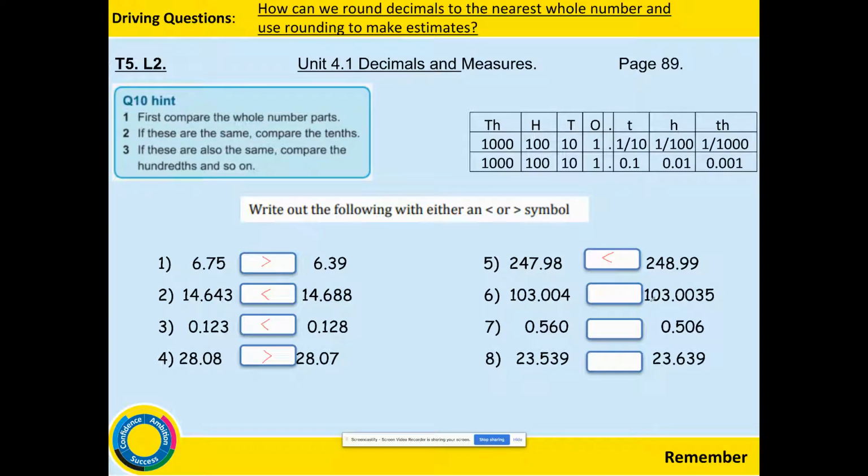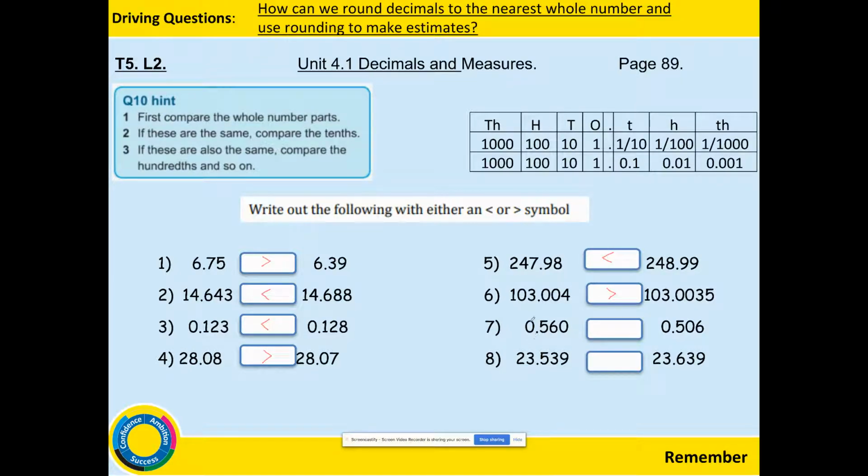We've got 100 in both numbers, 0 tens in both numbers, 3 ones in both numbers. So we look at our decimals, 0 tenths and 0 tenths, 0 hundredths, 0 hundredths, 4 thousandths and 3 thousandths. So the 3 is our smaller number. We do our arrow pointing towards our 3. 103.004 is more than 103.0035.